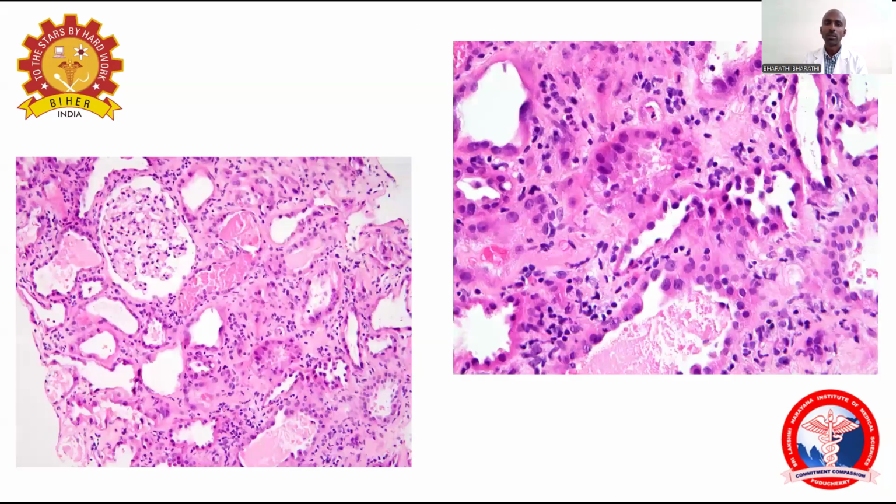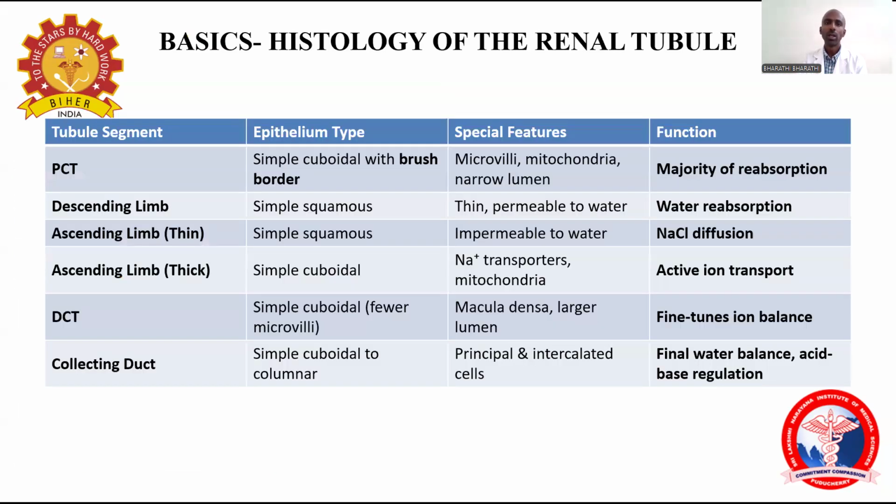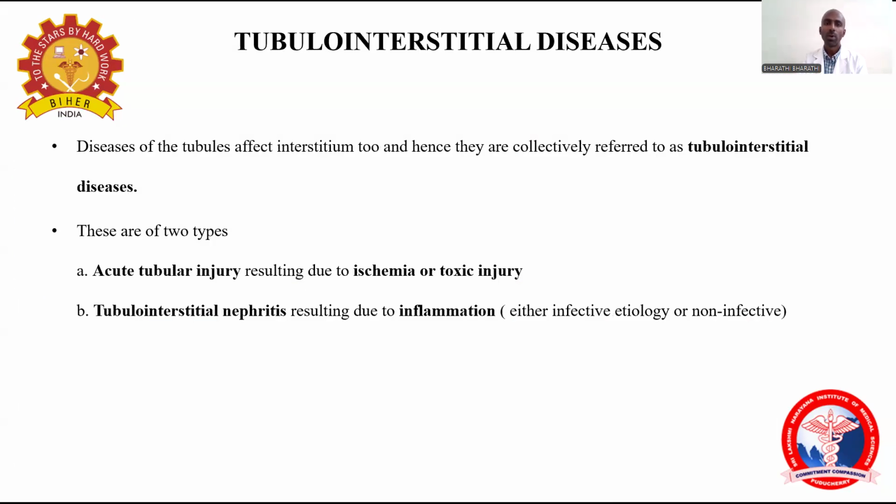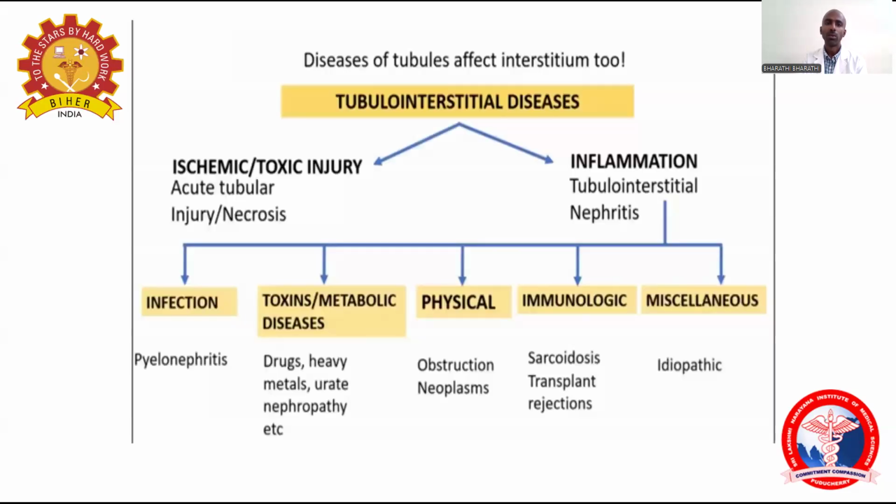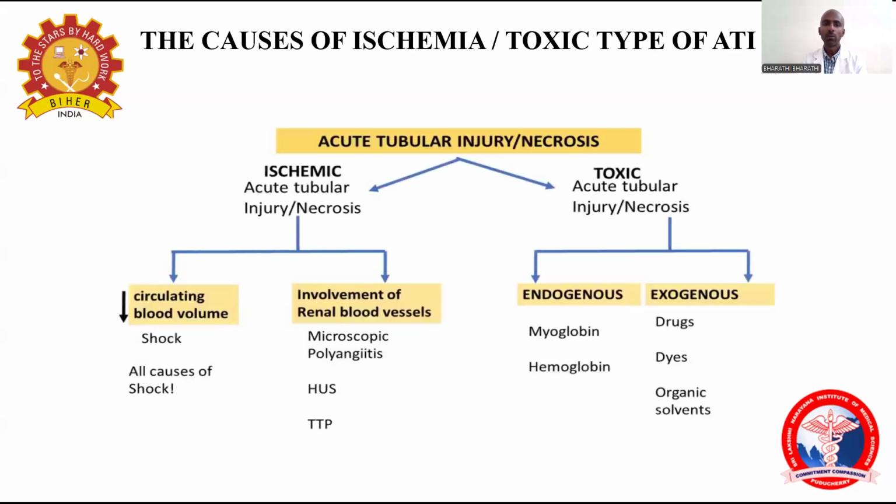To summarize, acute tubular injury is a part of tubulointerstitial disease. If the interstitial disease is due to inflammation, it will be called tubulointerstitial nephritis. If it only affects the tubules, then we will call this acute tubular injury. It may be due to toxin or may be due to ischemia.